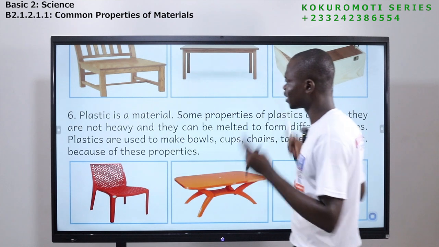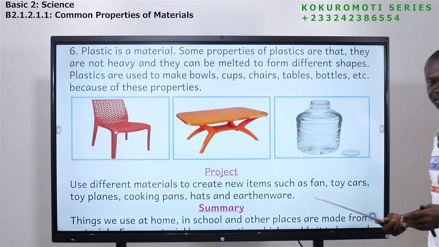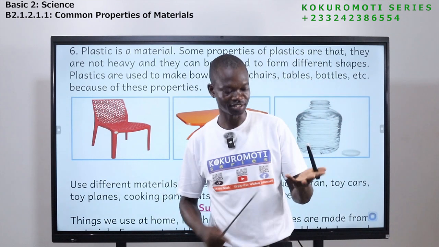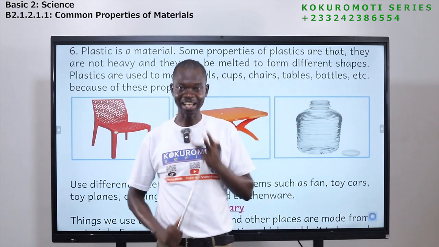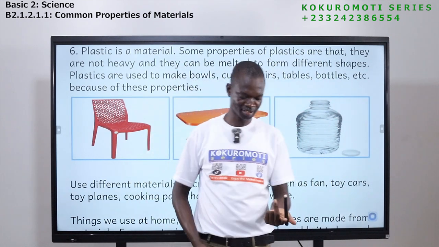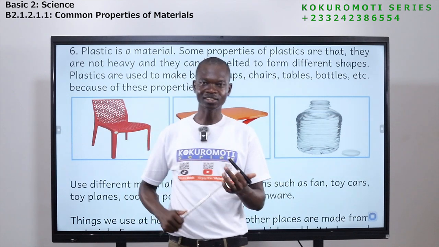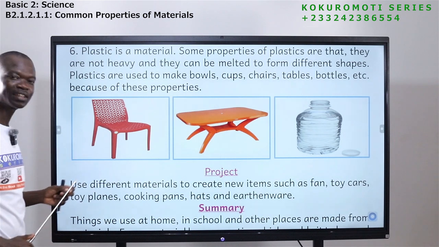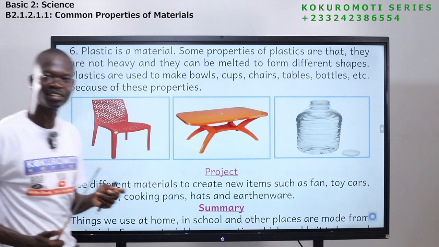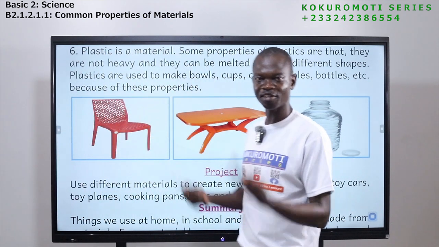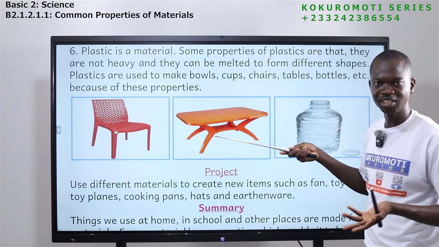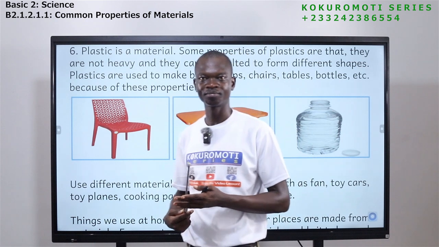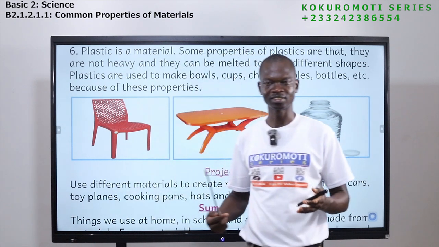So today we have learned about what? Materials. If I ask you to mention or give examples of materials, remember, we have learned about glass, wood, metal, soil or clay. We have also learned about plastic. What again have we learned? Raffia palm, wood. These are all examples of what? Materials. These are all examples of materials.